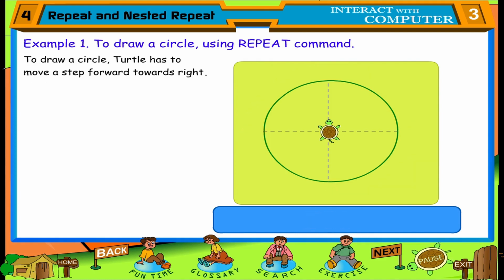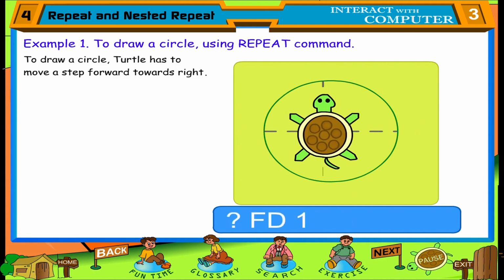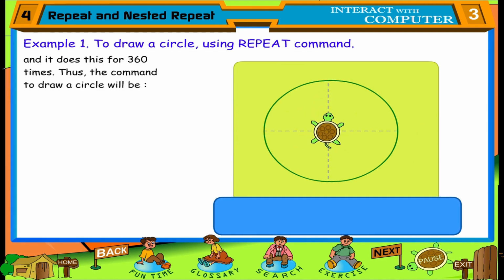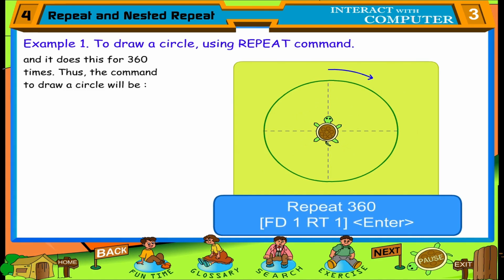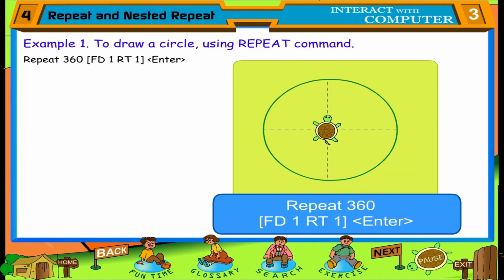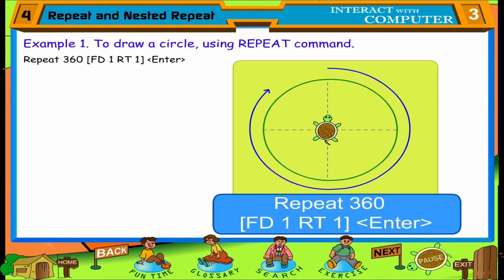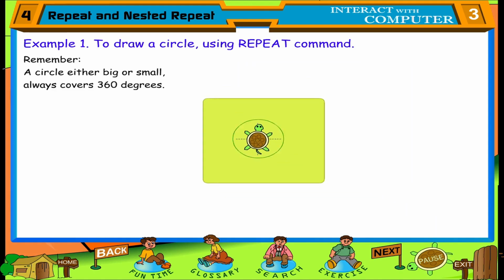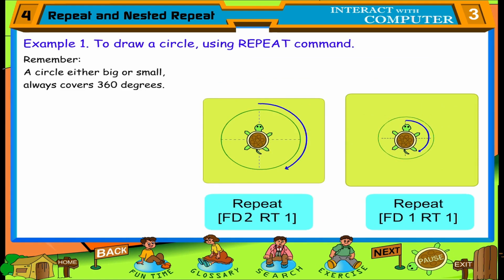To draw a circle, turtle has to move a step forward towards the right. And it does this 360 times. Thus, the command to draw a circle will be repeat 360 and in a bracket FD1, RT1, enter. Remember, a circle either big or small always covers 360 degrees.